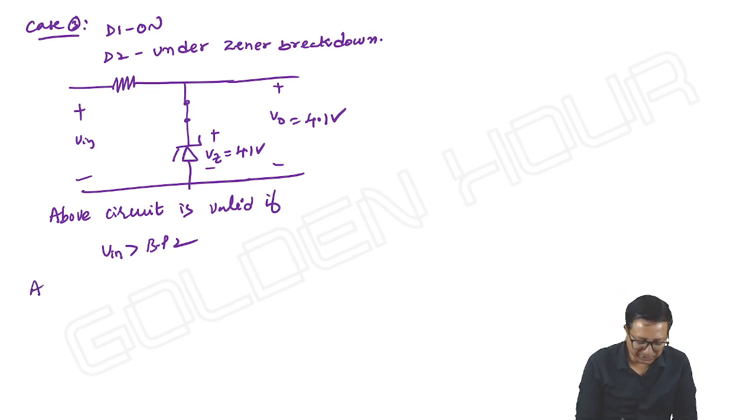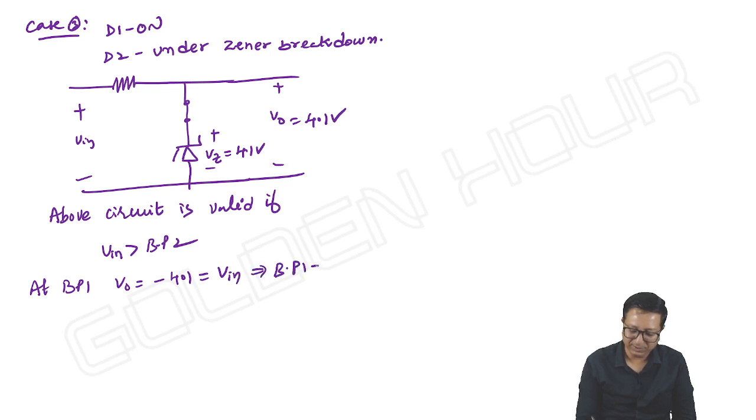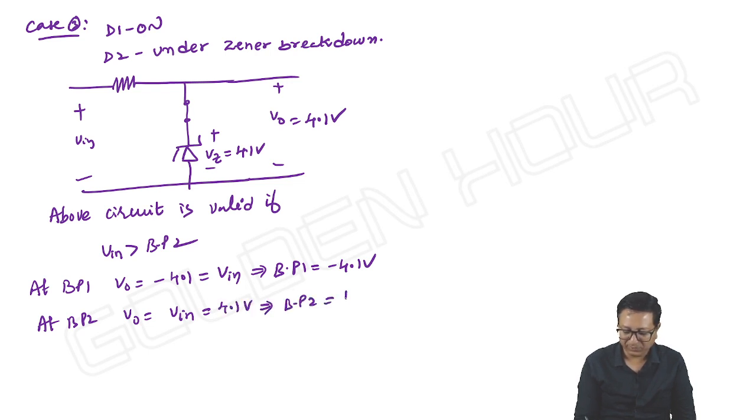Then let us find those breakpoints. At breakpoint 1, output is equal to minus 4.1 and also equal to input. Implies breakpoint 1 is minus 4.1. At breakpoint 2, output is equal to input and also equal to 4.1 volt. Implies breakpoint 2 is plus 4.1 volt.